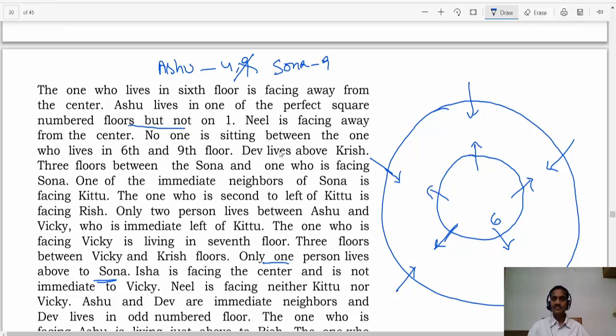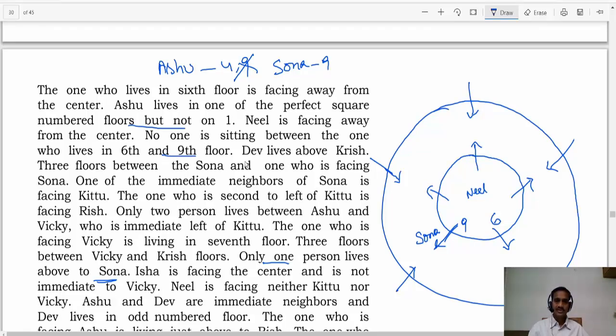Neil is facing away from the center. Since Neil is away from the center, Neil must be in the inner circle. He can be anywhere, but where is the inner circle? No one is sitting between 6 and 9. Between 6 and 9 means Sona, that is 9. So 9 can be here or here, two different possibilities. Suppose we take 9 here, then this person must be Sona. Okay? Sona. For the other diagram, we write 9 here.